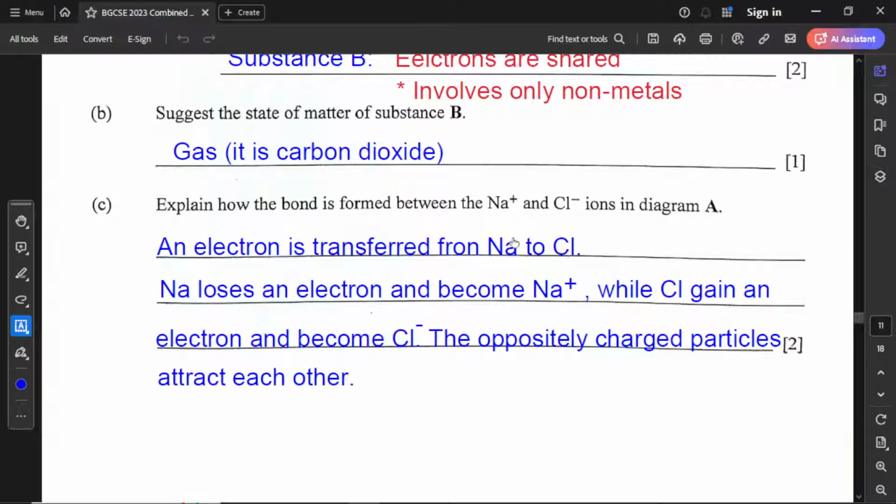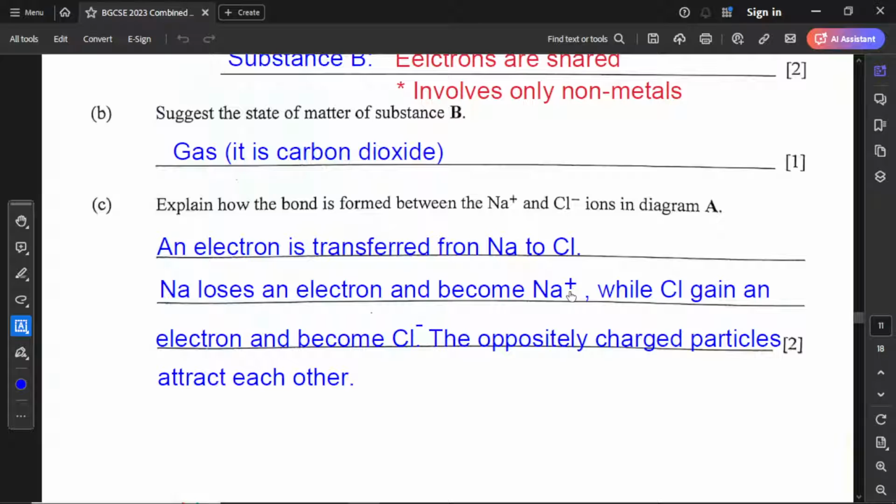And we know this because metals lose electrons, non-metals gain electrons. So sodium, Na, loses an electron and becomes a positive charge, while the chlorine will gain an electron and become negatively charged. So it becomes a negatively charged ion. And say now the oppositely charged particles attract each other.